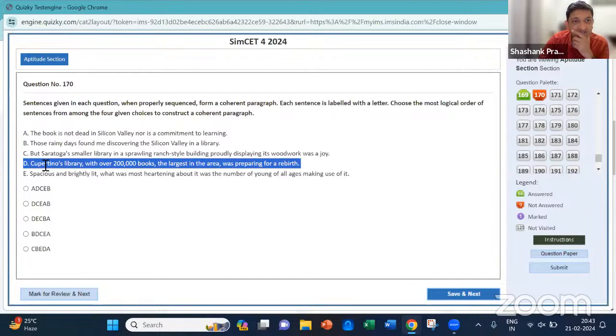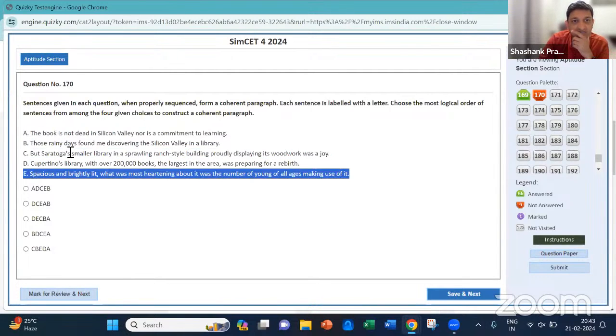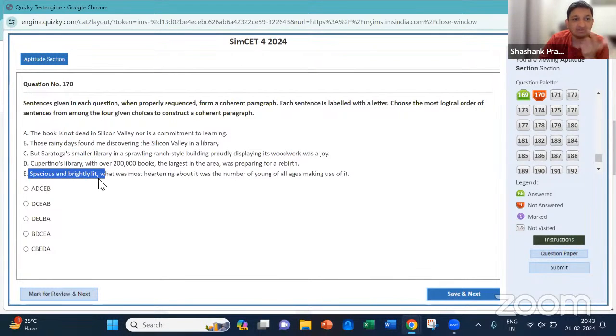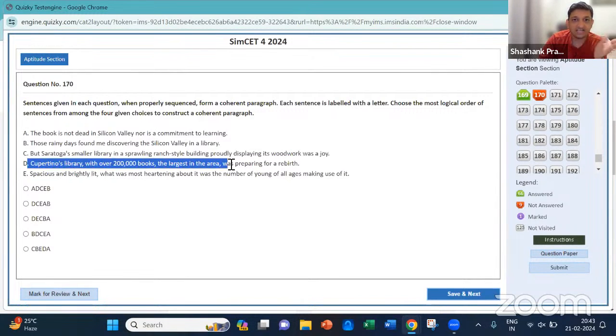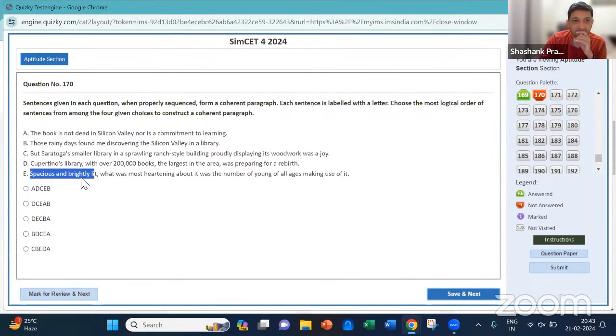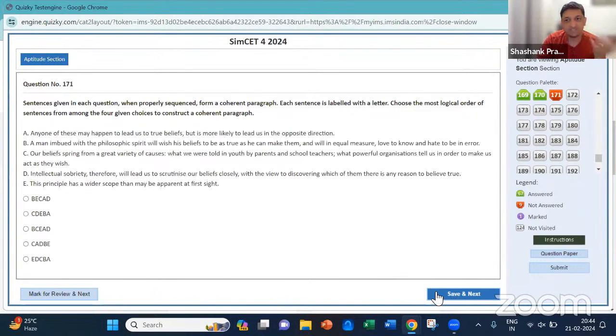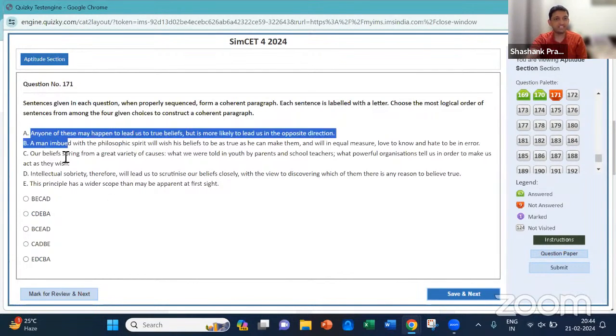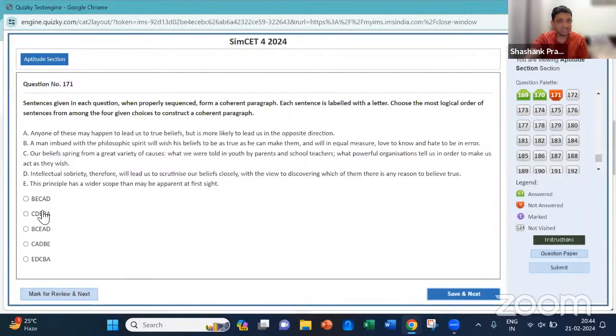A, D, C, E. So smaller library में spacious and brightly lit नहीं हो सकता. That was why I was not very comfortable with D, C. D, E is a better link, I think. Because Cupertino's library is the largest and spacious and brightly lit. वैसे. So smaller library can't be spacious and brightly lit. So that's why DE was what I was looking at. I think only one option has DE. I'll go with this. I'm not sure, but I'll go with this. Start with D and DE is a link. Two things I'm good to. Any one of these may happen. So A is not the starting point. Okay. So either B or C or E rather, but B or C से देखते हैं.